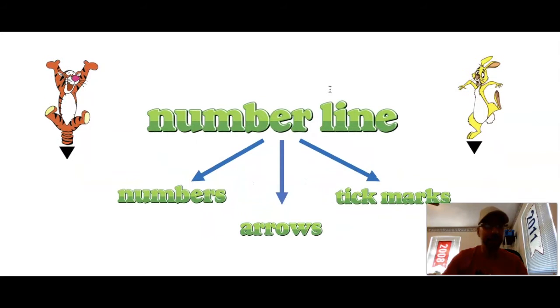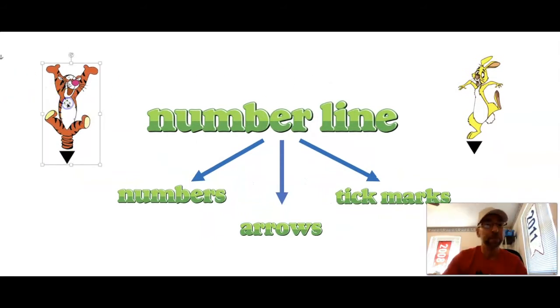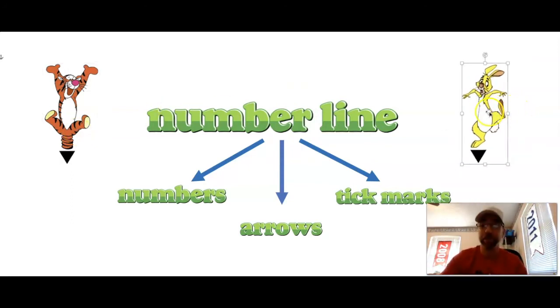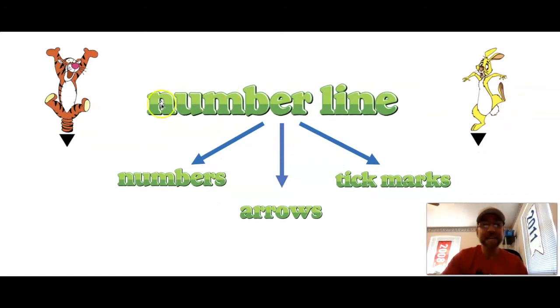Tigger is a character in Winnie the Pooh. He is a jumping tiger. And Rabbit is also a character in Winnie the Pooh. Rabbit likes to hop a lot. Today we're going to be talking about a number line. A number line has three things on it. It has numbers, arrows, and something called tick marks.